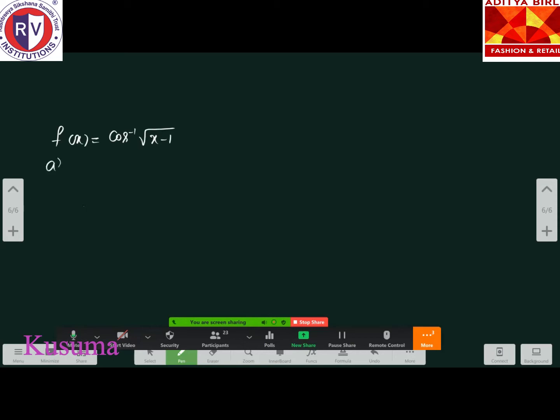Okay, the options given are: option A, the closed interval 0, 2. Option B is closed interval -1, 1. Option C is closed interval 0, 1. Option D is closed interval 1, 2.